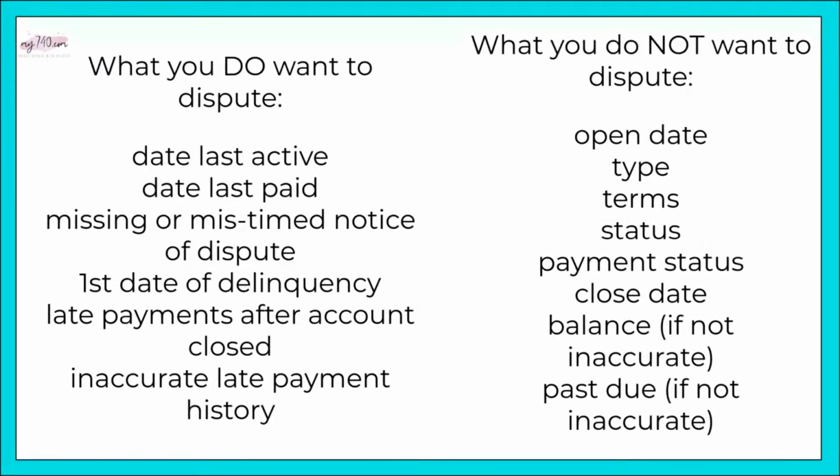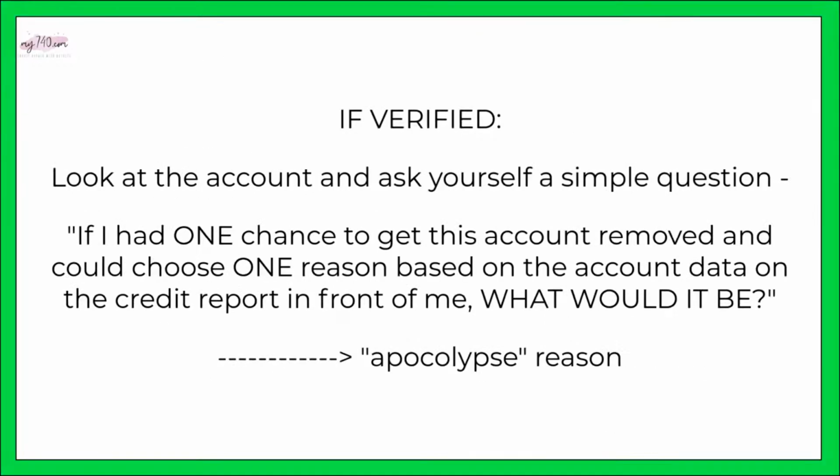Now, what you do want to dispute is date last active, date last paid, missing or mistimed notice of dispute, first date of delinquency, late payment after account was closed, inaccurate late payment history. And what you do not want to dispute: open date, terms, type, status, payment status, and balance and past due if they are not actually inaccurate. Okay, keep these things in mind because you need to know what works and what doesn't.